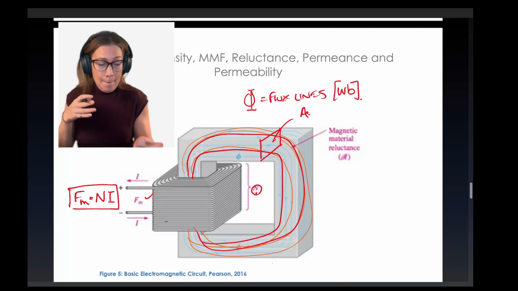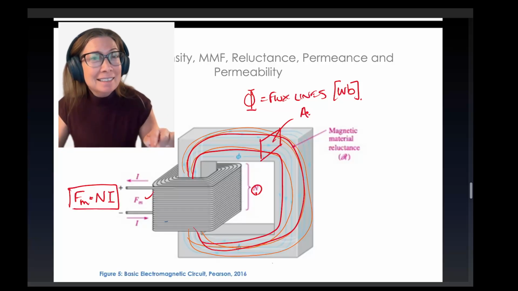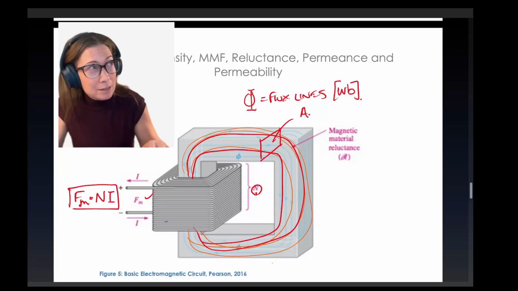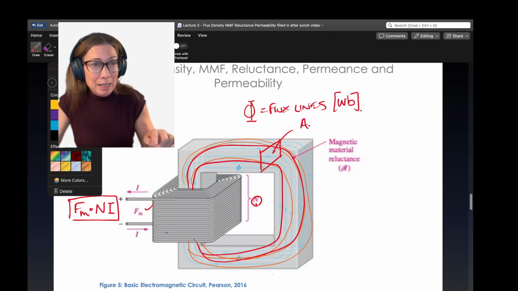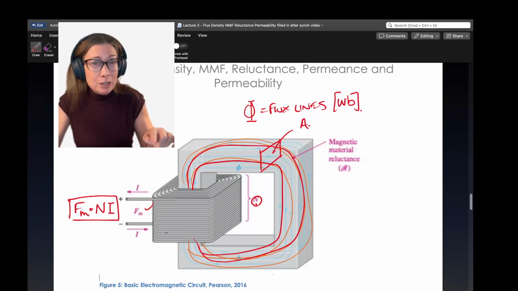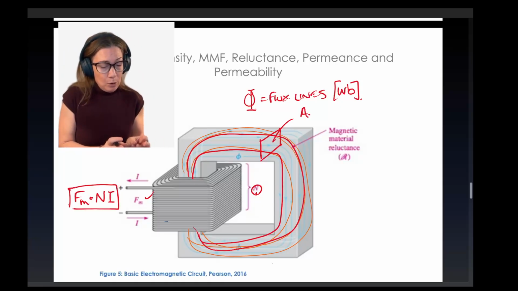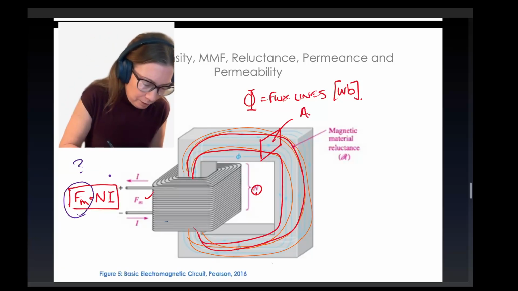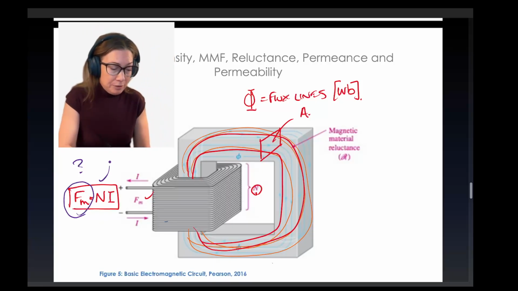Now, the amount of flux lines that get produced depends on the material and the amount of magnetomotive force that got induced by the current. So a little bit more to learn here. New information: the amount of flux lines depends on the material and the force. How much force did we get? We can get more force if it's more turns, and we get more force if it's more current.